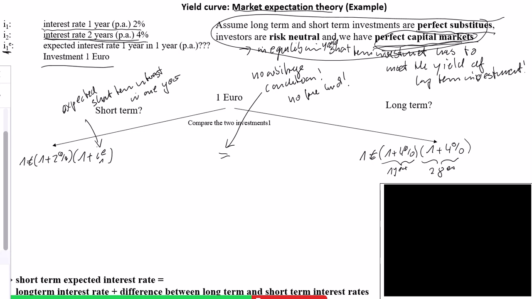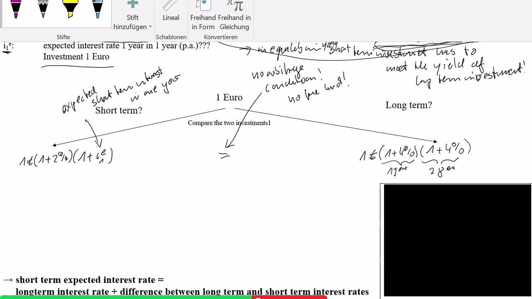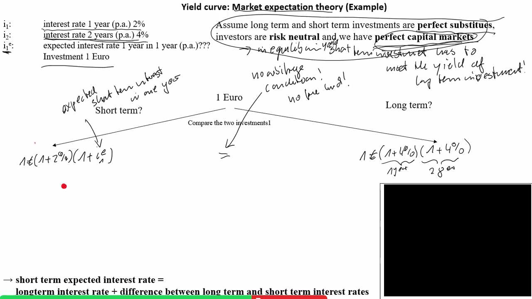Well, if we have this equality sign, what happens then? Let's do this in red. On both sides, we have €1. This cancels. Then let's multiply the brackets. 1 plus 2% plus 1 IE plus 2% times 1 IE equals 1 plus 2% plus 4% plus 4% times 4% squared. Also, this one cancels.